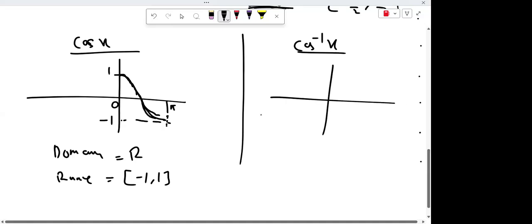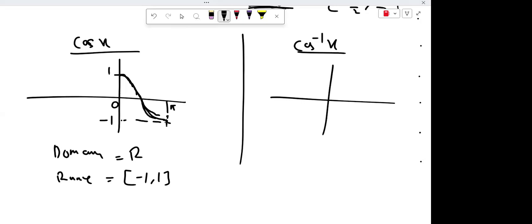If we plot cos inverse, then this point here, pi comma -1, will become -1 comma pi. So at -1, it becomes pi. And this is 0 comma 1, so at 1, it becomes 0. So the graph is something like this. This value is pi by 2 because this is pi by 2 comma 0.